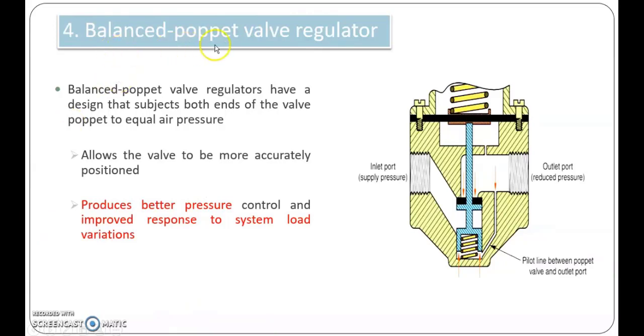Next adalah the balance poppet valve regulator. This one dia ada satu channel dekat sini. So dia akan balance the poppet valve. Okay, the balance poppet valve regulator has a design that subjects both ends of the valve poppet to equal air pressure. This one dengan this one. So that's why dia panggil balance poppet regulator.